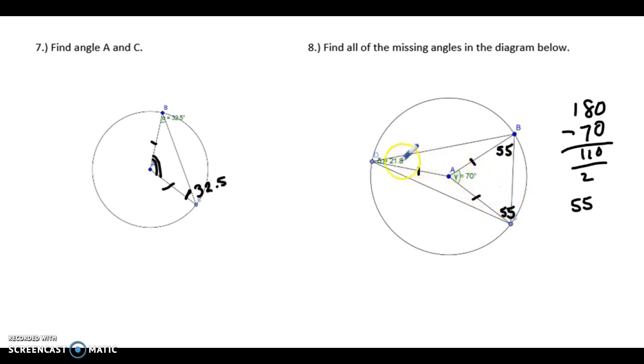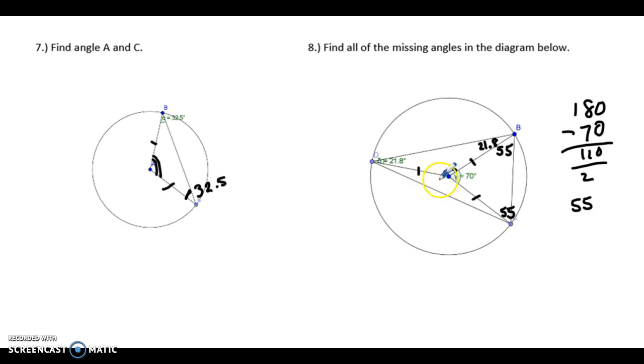You're going to use the same concept to get the missing angles in the isosceles triangle ABD. And this is 21.8, so my other base angle is 21.8. Add them up and subtract from 180 to get this angle A.